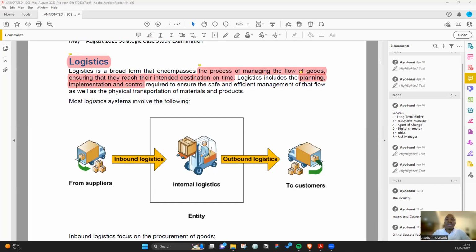Page 3, it's talking about the logistics industry. So this is where the industry analysis begins. I've highlighted a few things that we should take note of.